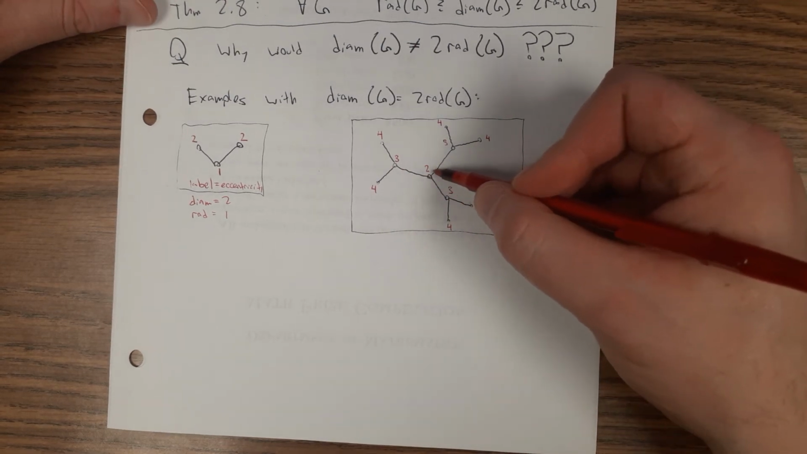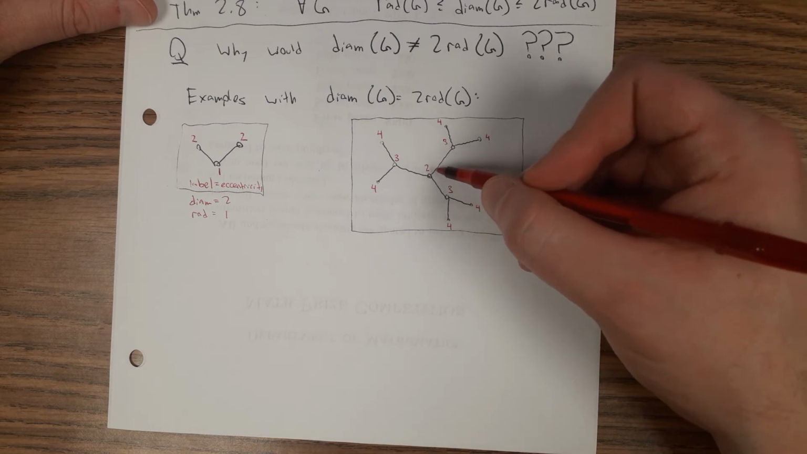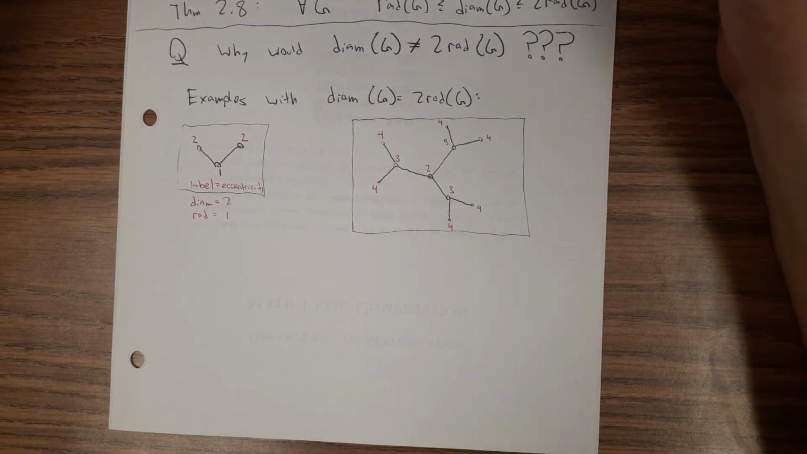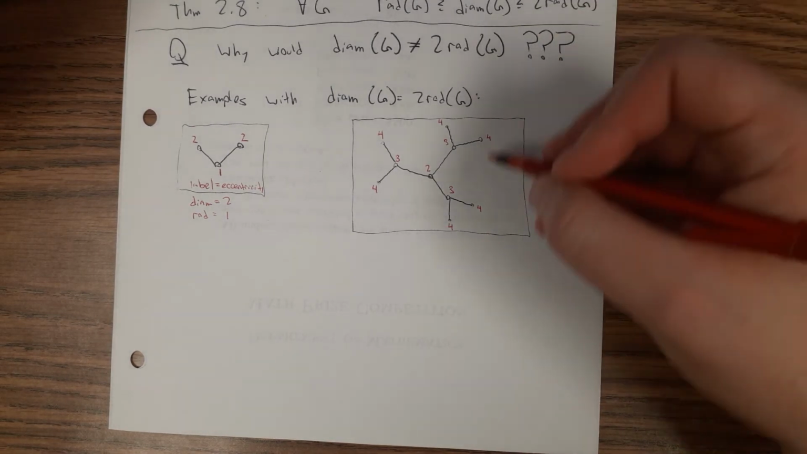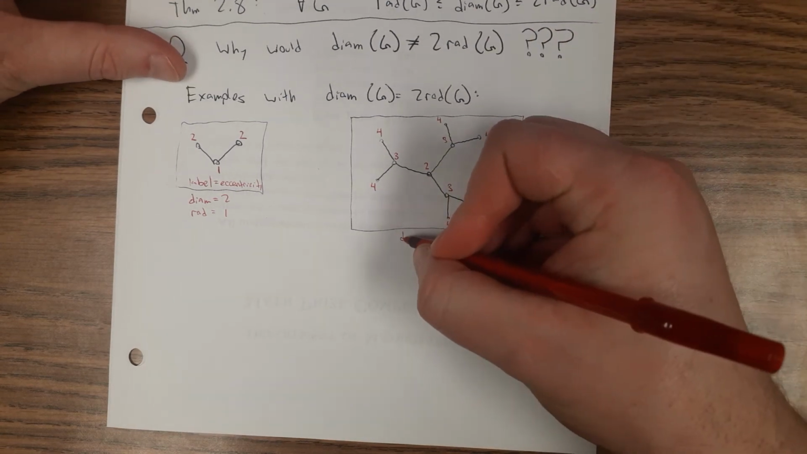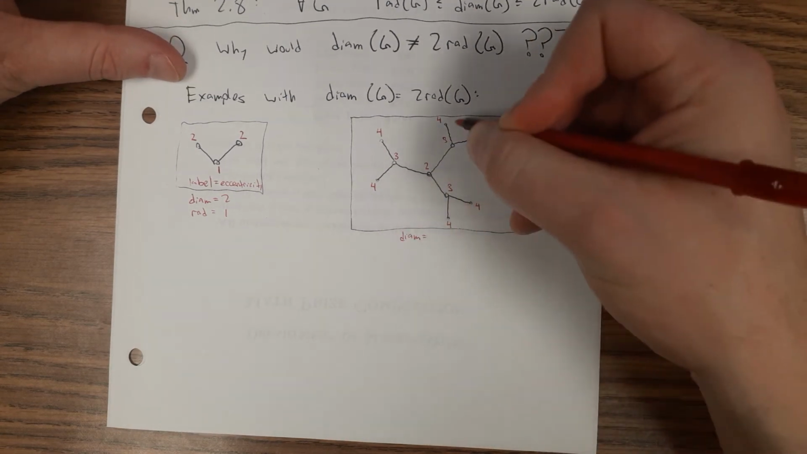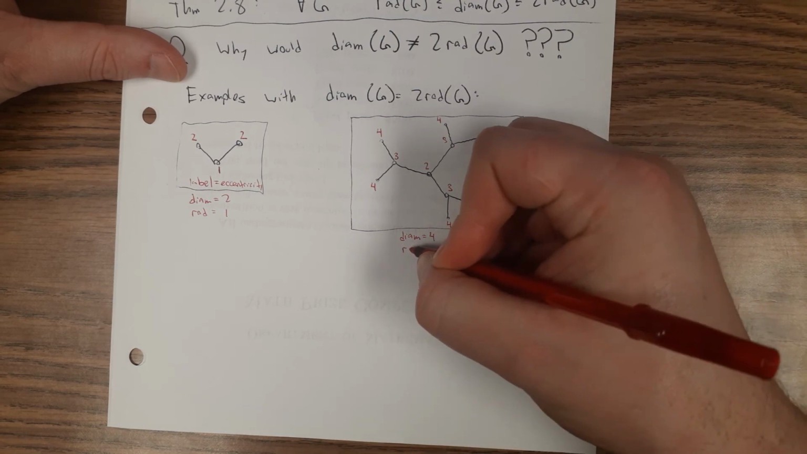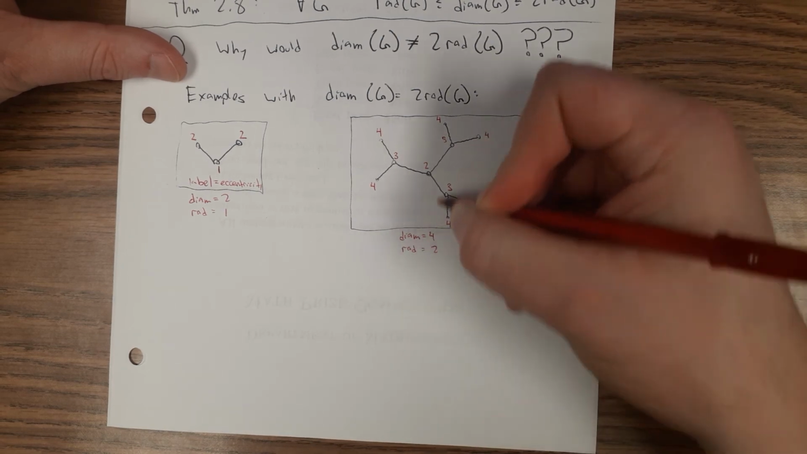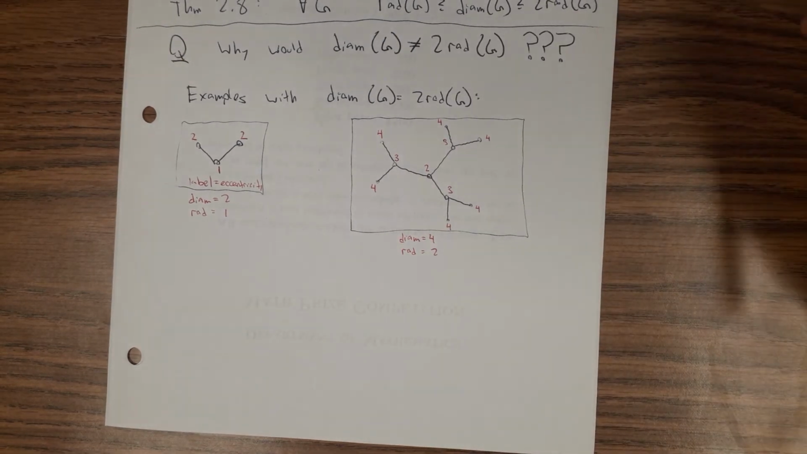And you're not going to find anything that's farther away than a distance of 2 from this vertex. So after putting these labels down, the diameter is just the largest one, so the diameter is 4. And the radius is the smallest one, so the radius is 2.